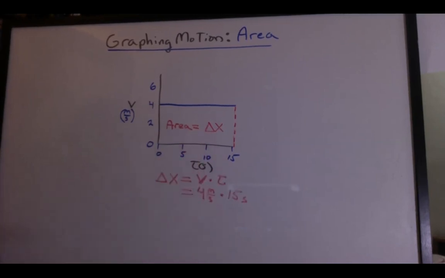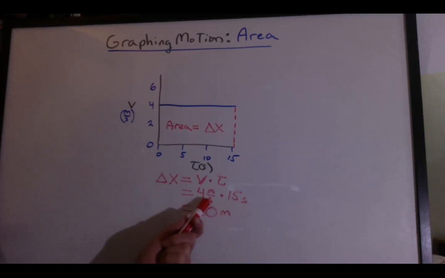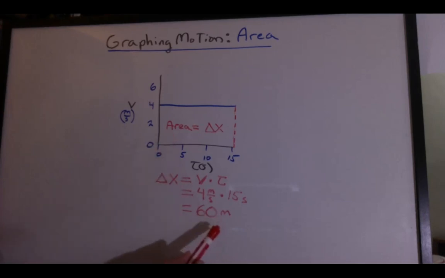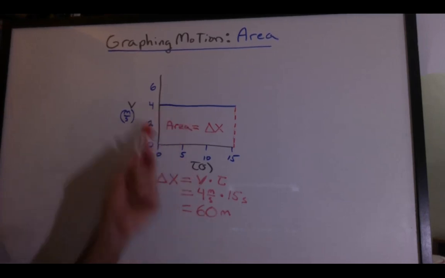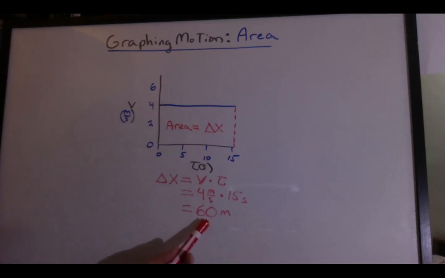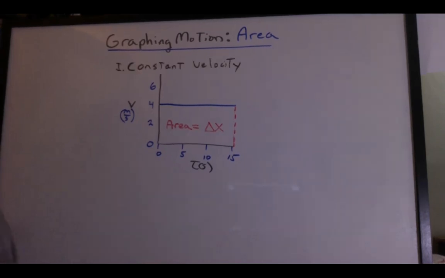So the velocity times time would be 4 meters per second times 15 seconds. We have a displacement of 60 meters. It's always a good idea to do a check and see that the units cancel out to leave you with meters. Now, people sometimes say, what does that mean in terms of area? 60 meters is not an area. The area represents this distance. It's kind of like a pie chart. There's no pies there. It's just that the area represents a quantity. So this was an example with constant velocity.